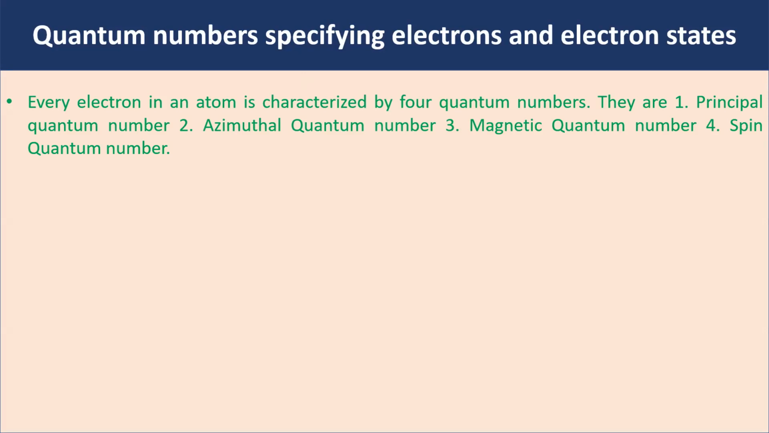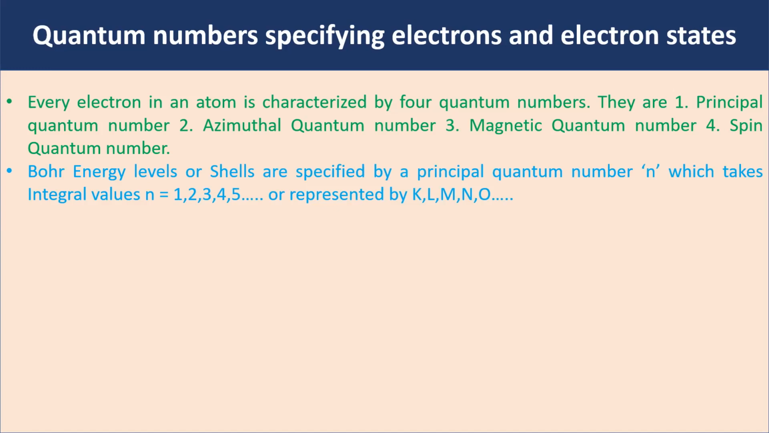So, for any electron, these four numbers can't be the same. At least one of these will be different. Even if, for example, three quantum numbers are the same for an electron, for another electron at least one quantum number will be different. The first one, the principal quantum number, takes the integral values n equal to 1, 2, 3, 4, 5, and so on, or it can be represented as K shell, L shell, M shell, and so on.